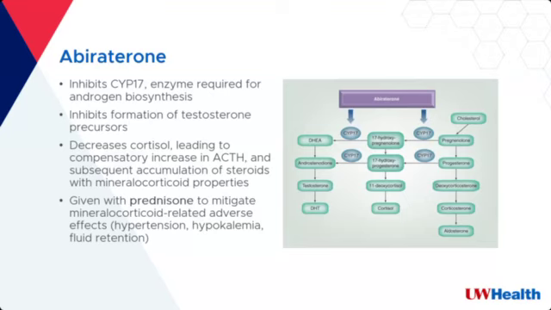As a result, there's a compensatory increase in ACTH and a subsequent accumulation of steroids with mineralocorticoid properties. So these patients can develop mineralocorticoid excess. What we need to do is replace that cortisol with prednisone, and that helps mitigate some of those mineralocorticoid effects, such as hypertension, hypokalemia, and fluid retention. So when I'm educating patients on abiraterone, I'm always reinforcing if they are taking their abiraterone, they also always need to be taking their prednisone to mitigate side effects of abiraterone.